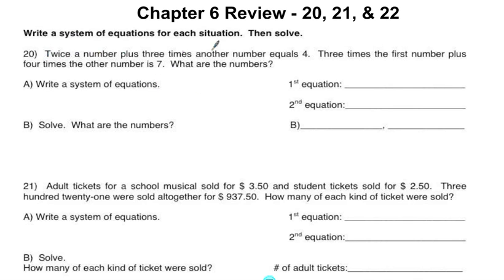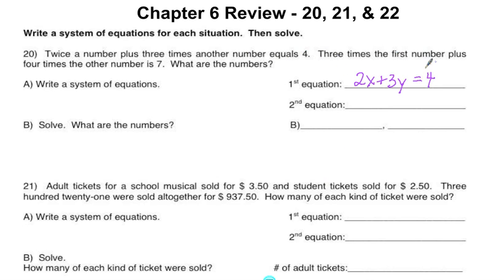So I'm just going to read my equations and write them down. This is going from verbal to algebraic. We've done this before. So twice a number, so that'd be 2x plus 3 times another number, so that's 3y, equals 4. So there's your first equation done.